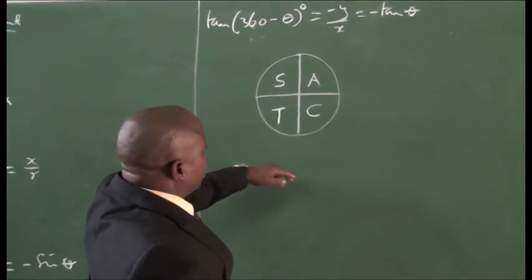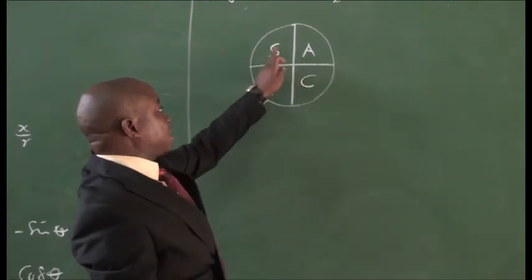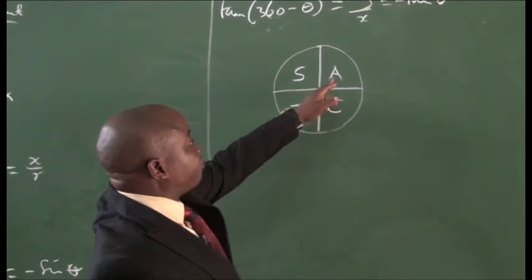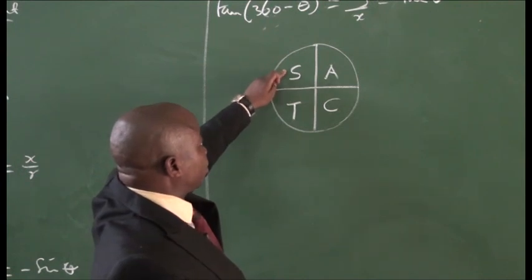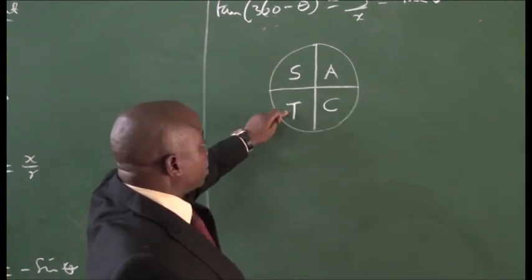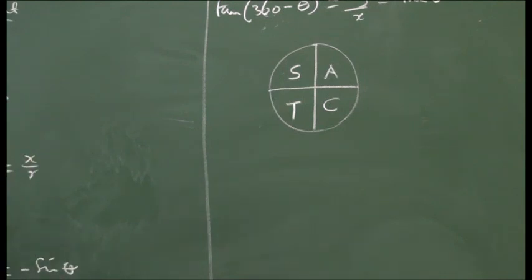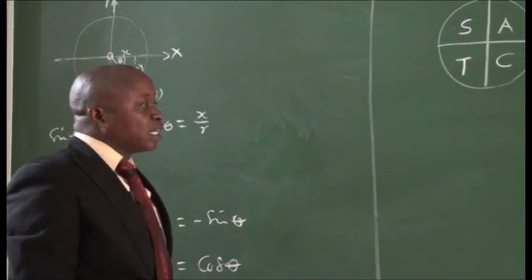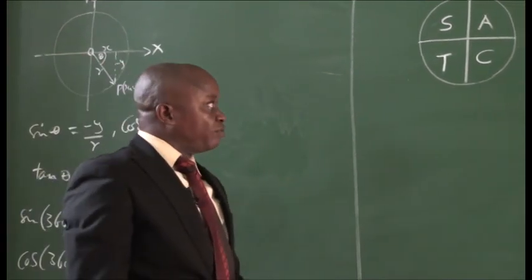As a reminder, if you read from C to this side, it's like CAST. So cos is positive in the fourth quadrant. The first quadrant, all the angles are positive. In the second, it's only sine. Then in the third, it is tan that is positive. All right, so in the fourth quadrant, we'll take some practical examples and see how we can solve problems related to the fourth quadrant.